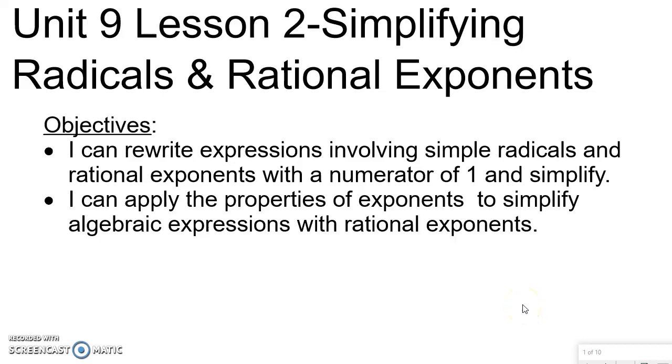Unit 9, Lesson 2, Simplifying Radicals and Rational Exponents. So this is going to build off Lesson 1. We are going to simplify radicals and rational exponents and not just evaluate them.